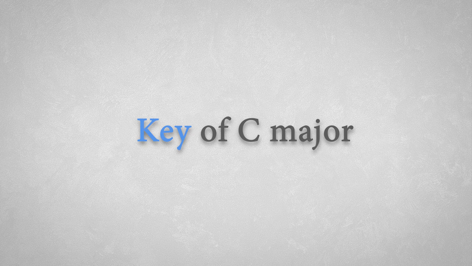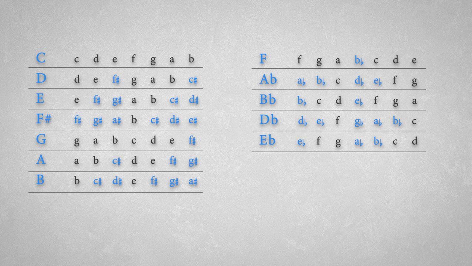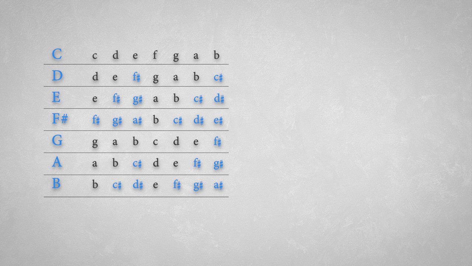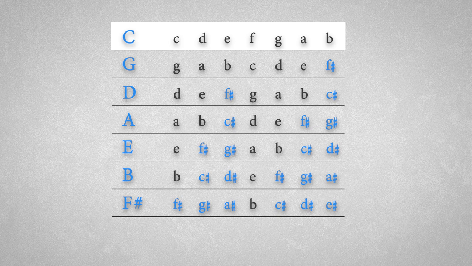Now, this is quite an unordered bunch of keys. Let's create order in chaos by ordering the scales by the amount of sharps and flats. The list of scales with sharps is going to look like this. C major with absolutely no sharpened notes, G major with one sharpened note, D major with two sharpened notes, A major with three sharpened notes, E major with four sharpened notes, and B major with five sharpened notes, and F sharp major with six sharpened notes.